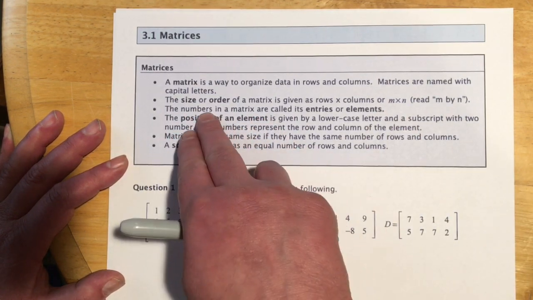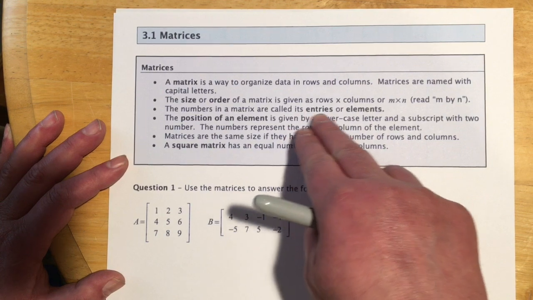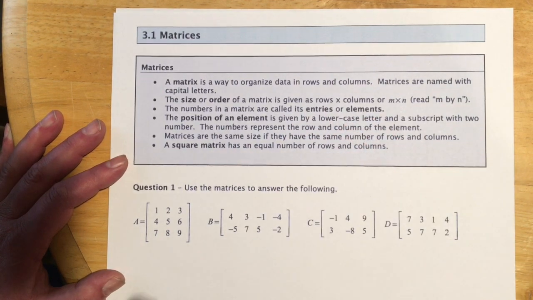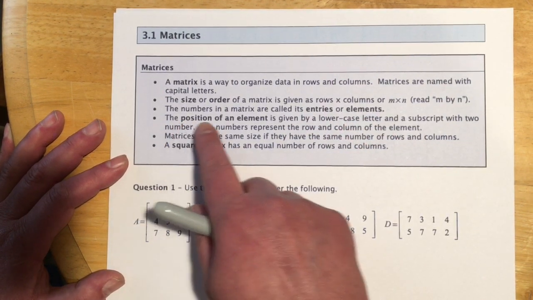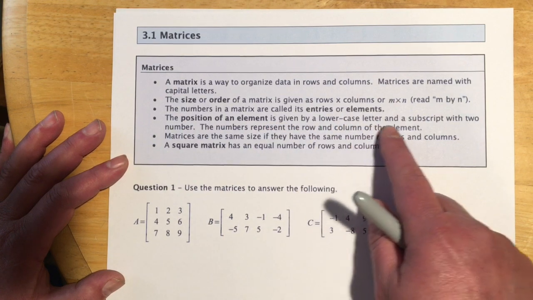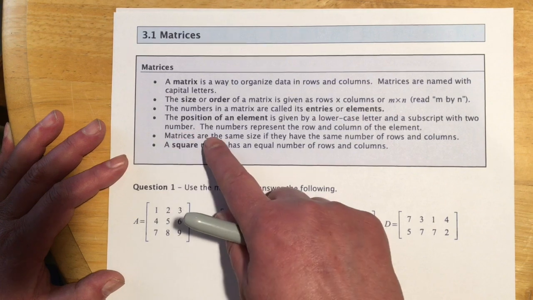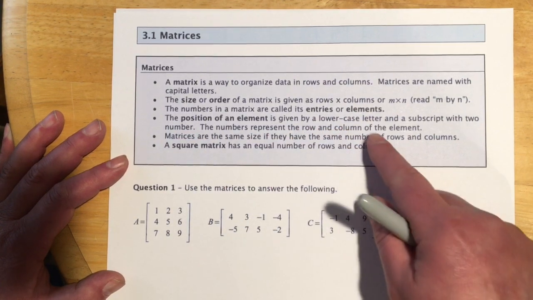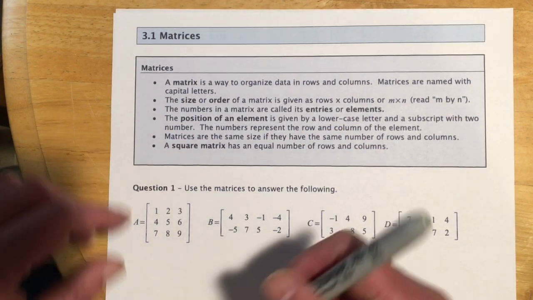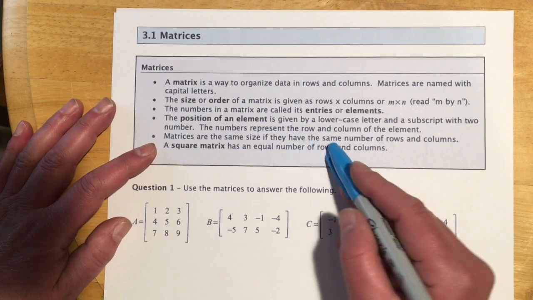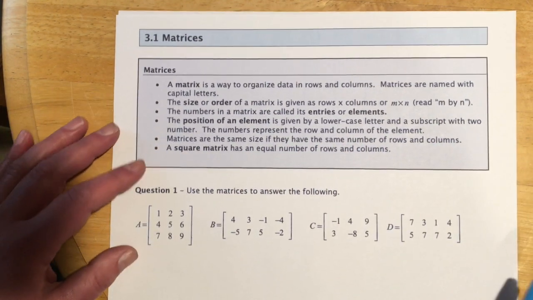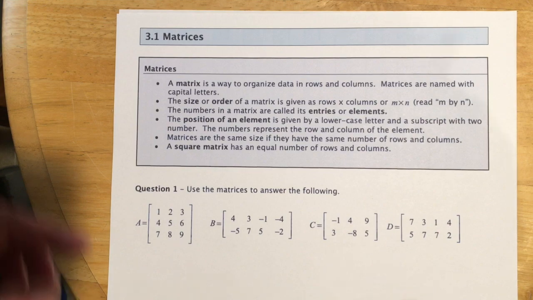The numbers in the matrix are called its entries or elements. I'm used to saying elements, so I'll probably say that. The position of an element is given by a lowercase letter and a subscript with two numbers. Again, this first example is going to show that. The numbers represent the row and column of the element. Matrices are the same size if they have the same number of rows and columns, and a square matrix has an equal number of rows and columns.